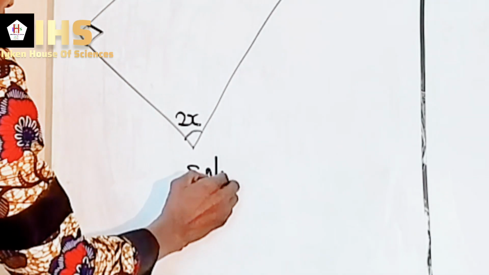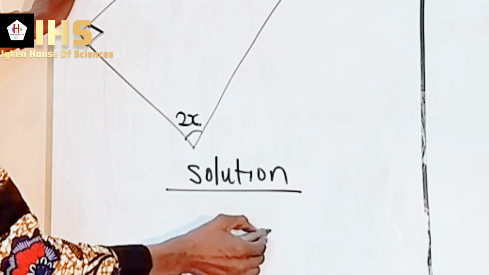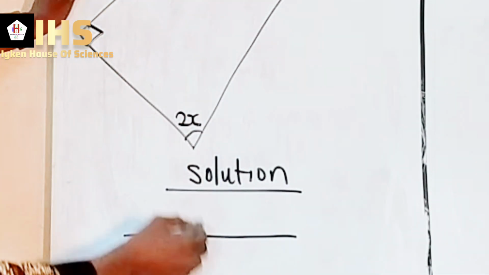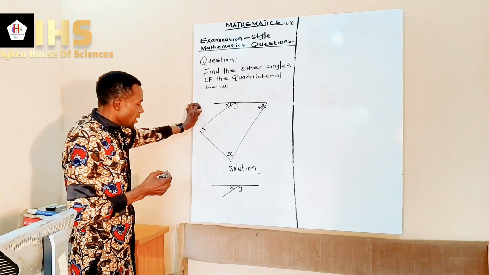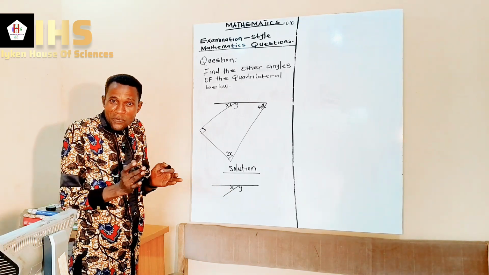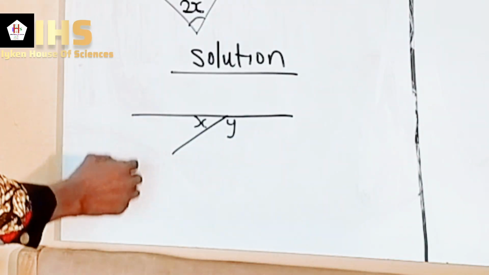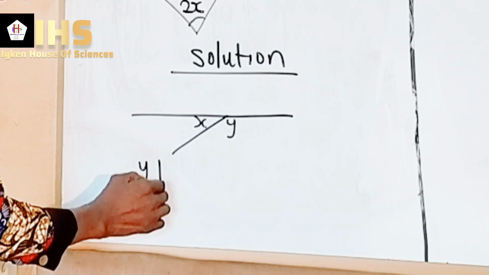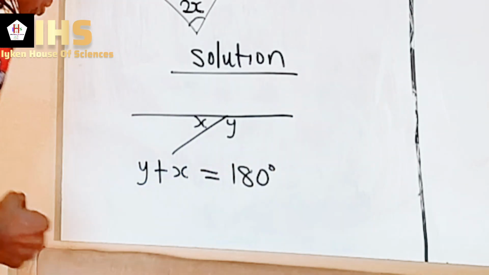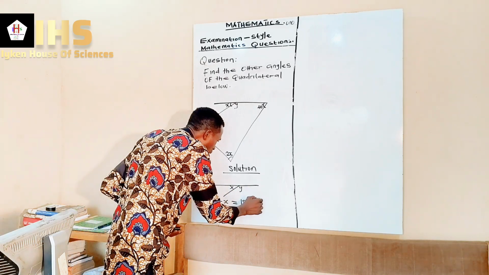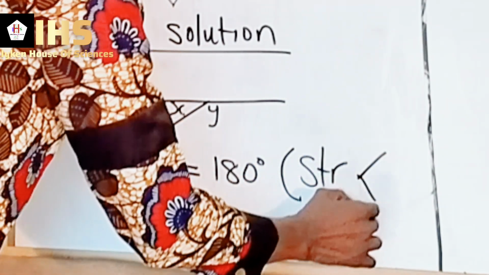Solution. We have a straight line from this shape, like this. This is x, and this is y. And we say the sum of angles on a straight line is equal to 180 degrees. So for that reason, we are going to say y plus x is equal to 180 degrees. Sum of angles on a straight line.